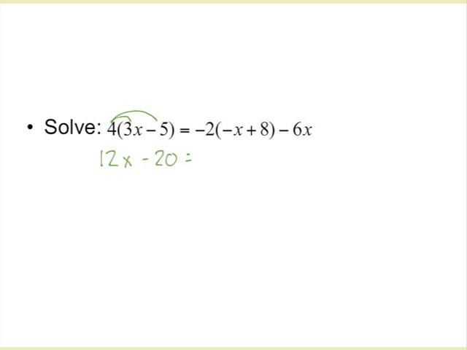You stop when you reach a closed parenthesis. So I don't just keep on going and multiply everything in the whole problem by the 4. We just pass it through its group. Then on the other side, be very careful. We are not passing out a 2. We are passing out a negative 2. Negatives attach themselves to the number that follows them. So that gives me a positive 2x minus 16, and then stop passing it out. It doesn't pass out to everything. It only passes out to the group, so that negative 6x just tags along.